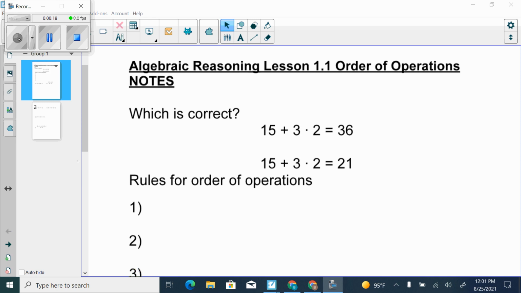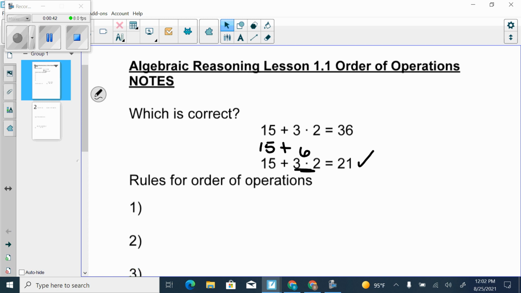What's going on? Matthew, from y'all's group, can you tell me which one it is? Is the top one or bottom one correct? Bottom one. Okay, why the bottom one? Very good. So if we multiply first, we should get 6. So it should be 15 plus 6, right?